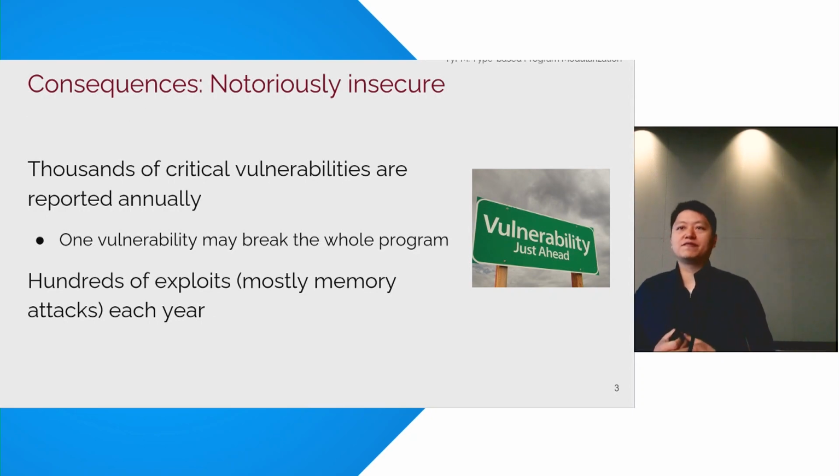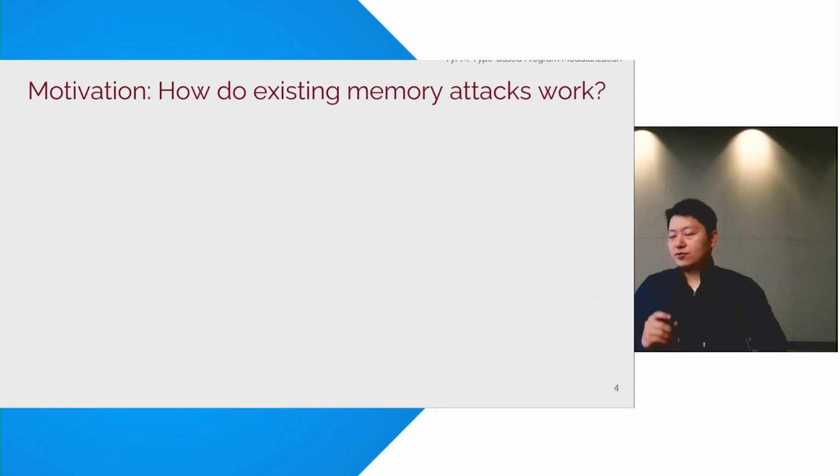Each year, we can find thousands of critical vulnerabilities, and a single vulnerability may compromise the whole system, the whole program. And also, we can witness hundreds of exploits each year, and most of these exploits are actually memory attacks. So this work was motivated by a question. How do existing memory attacks work?